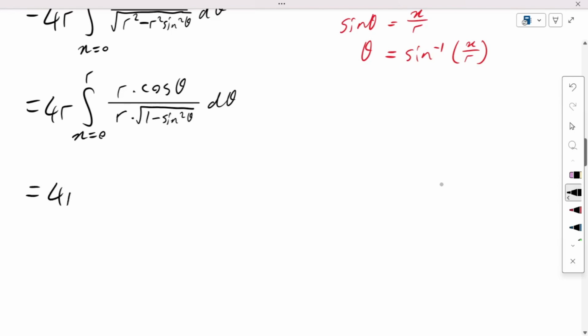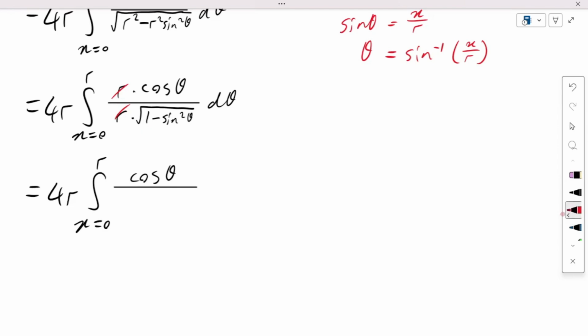And then this is equal to 4r multiplied by the integral from x equals 0 until r. And then we can see these r's can cancel out. Okay. Now we have cosine theta divided by. Now I want you to pay close attention to 1 minus sine squared theta. Where do we get this from?